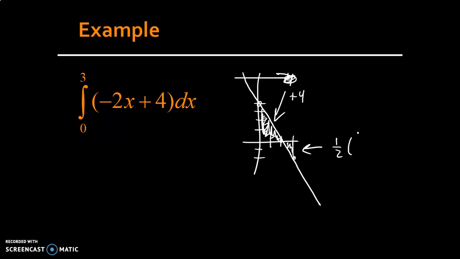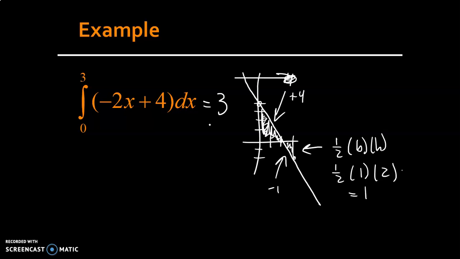So 1/2 times the base times the height. In this case, the base is 1 and the height is 2, which cancels out and just gives me 1. But we need to think about this as a negative area because it's below the axis. So this would be negative 1. So when I find my answer, we have a positive 4 area and then a negative 1 area. So altogether, that would be an area of 3. So the net area, because remember, integrals calculate the net area, would be 3.